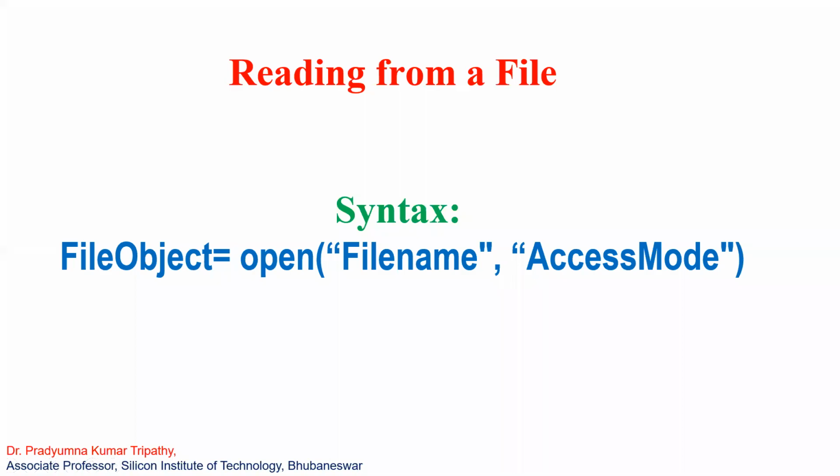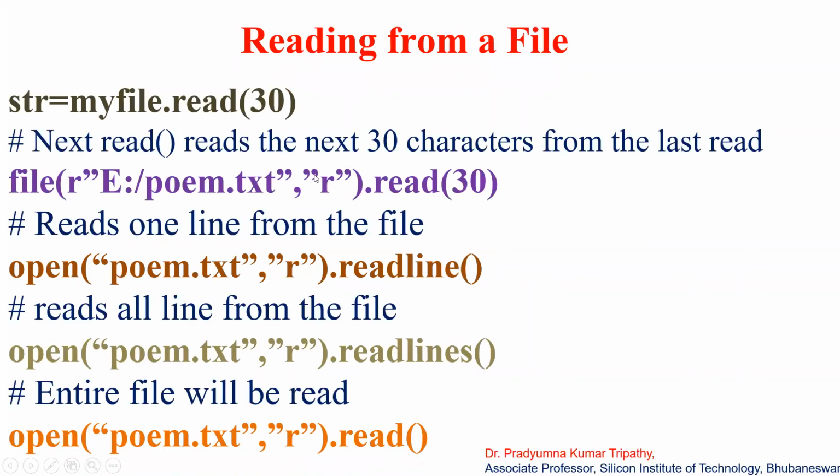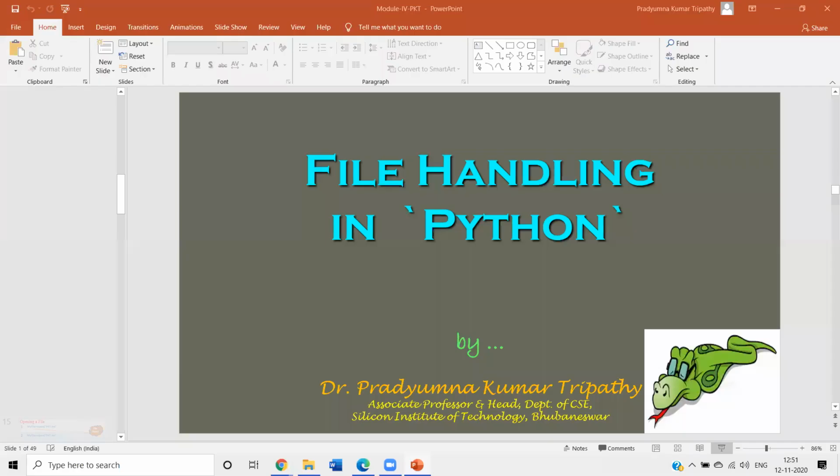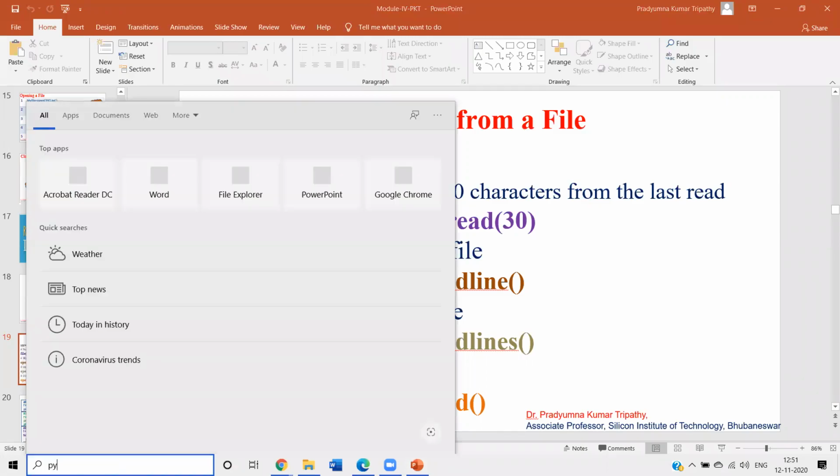So to read from a file, suppose a file is given, I want to read from a file. The syntax is file object equals to open file name, comma access mode. The file will be opened first. As I already told this one, file object equals to open file name access mode. Correct? So first I will open the file. After opening the file, I will read the content. Okay. So let me show it through an example.